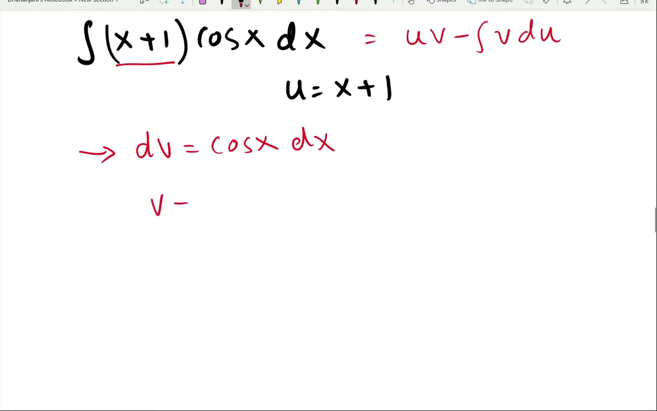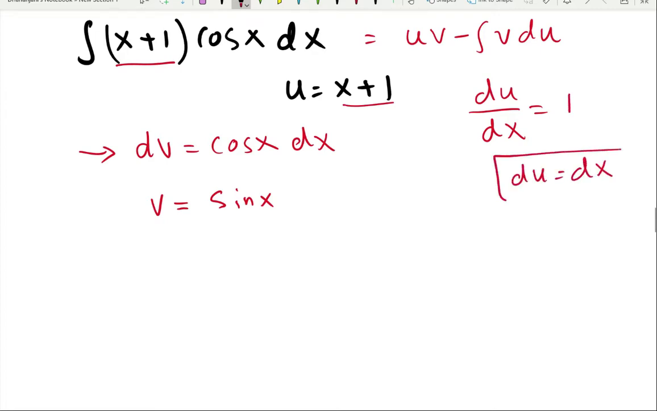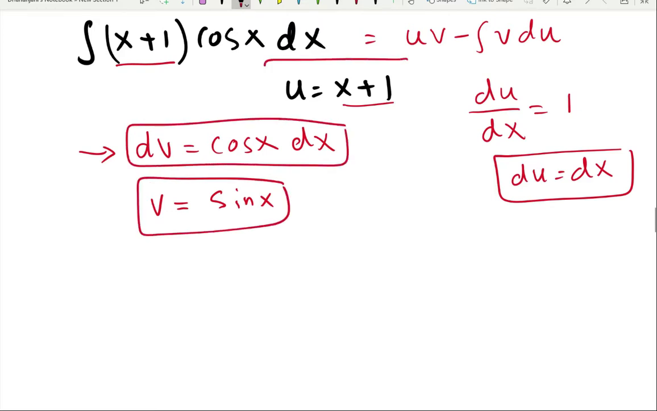Now find v. So what is v out of dv? To get v out of dv, we integrate cosine. If we integrate cosine, we get sine. Now we need du. To get du, you have to differentiate u. So du over dx, the derivative of x plus 1, is 1. So du is dx. Don't forget dx. Okay, so we have everything that we need for the formula.